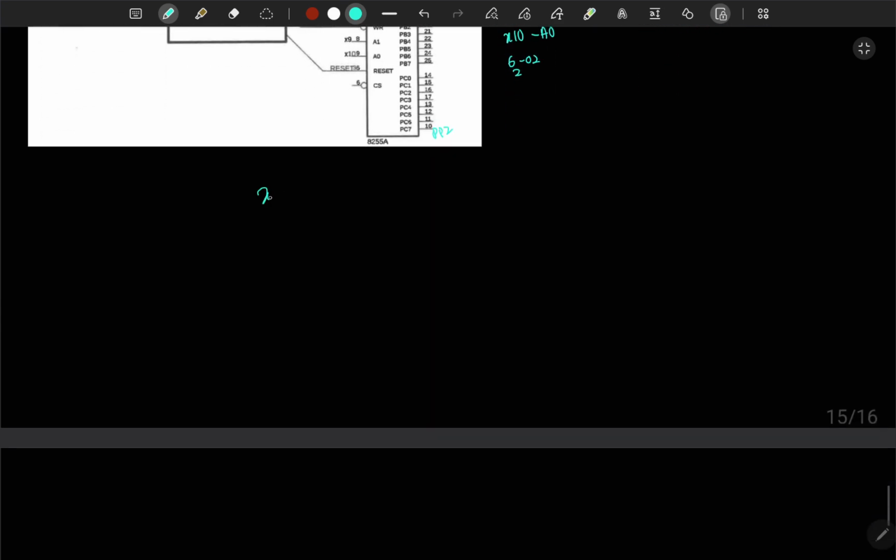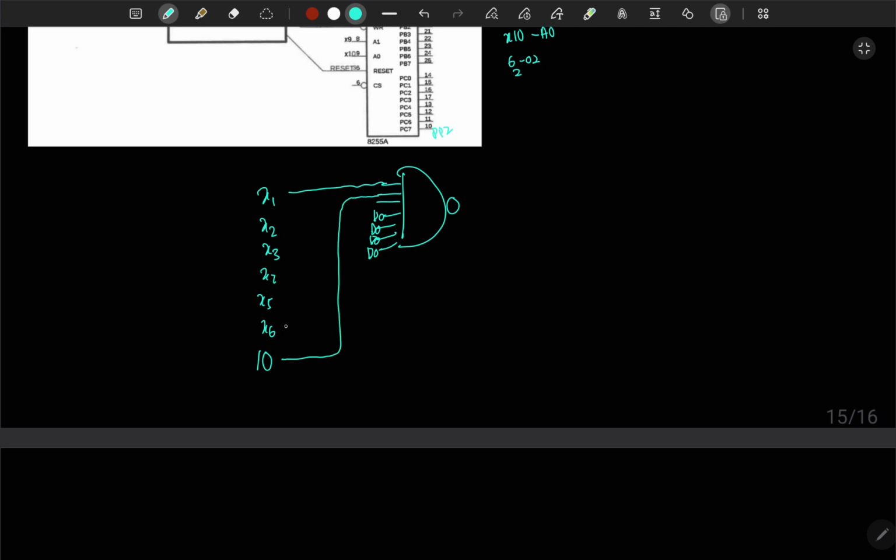Now imagine you have X1, X2, X3, X4, X5, X6, IO. Your NOT gate, first NOT gate. This should be a NOT gate, don't confuse. So the first one is X1, then we have IO, then we had X6, then the balance, just connect it.